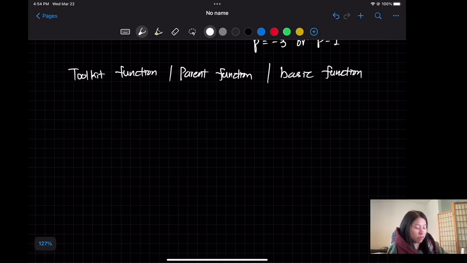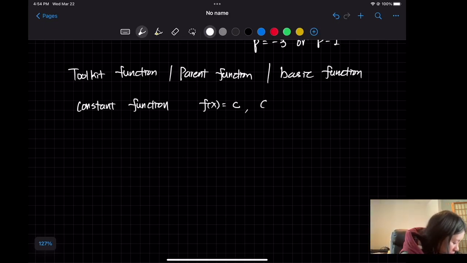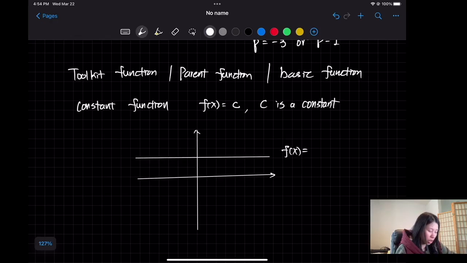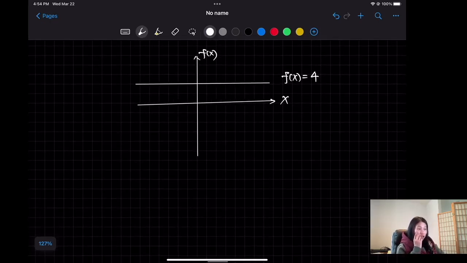We have a constant function. A constant function means f(x) equals some constant, C is a constant. For example, it could equal anything, like this one. If this is equal to 4, so I have f(x) equals 4. That would be your constant function. It's going to look like a straight line.